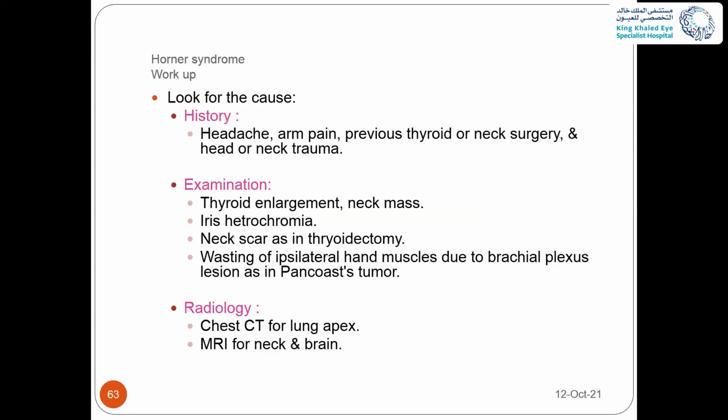And we look for causes in the history: head and arm pain, previous thyroid or neck surgery, and neck trauma. We examine for thyroid enlargement, neck mass, iris heterochromia, neck scar or previous thyroidectomy, wasting of ipsilateral hand muscle due to brachial plexus lesion or Pancoast tumor, then chest CT, MRI of the neck and brain. Usually for me, if there was no previous surgery or trauma or a diagnosis before, then I go for imaging immediately for neck, head, and chest.